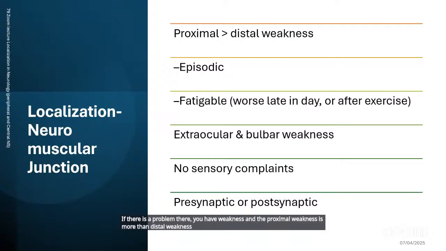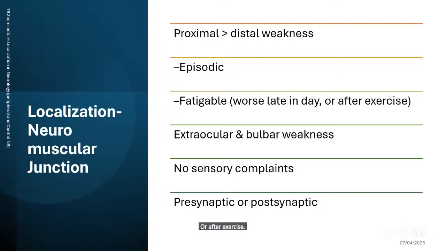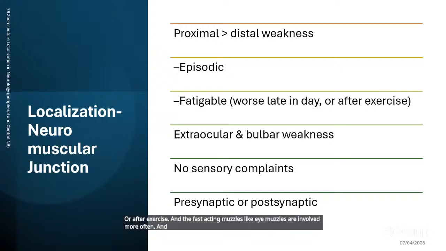And for myasthenia, it is episodic weakness. That means in the morning they are all right, by evening they become more weak. Fatigability is a characteristic feature, worse late in the day or after exercise. The fast acting muscles like the eye muscles are involved more often, and bulbar weakness, that means swallowing, is more commonly affected in neuromuscular junction abnormalities.